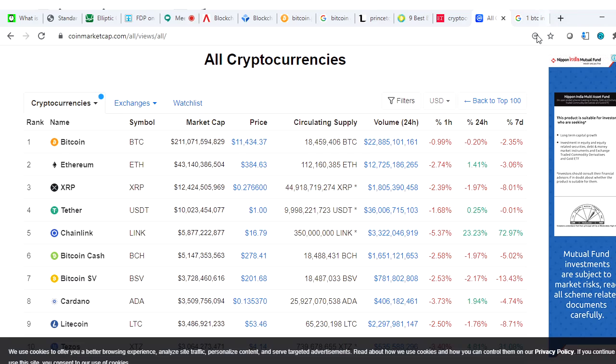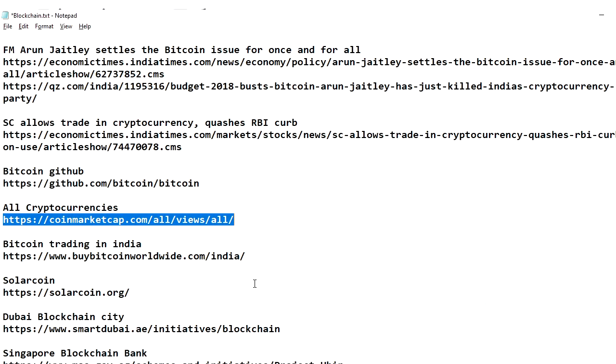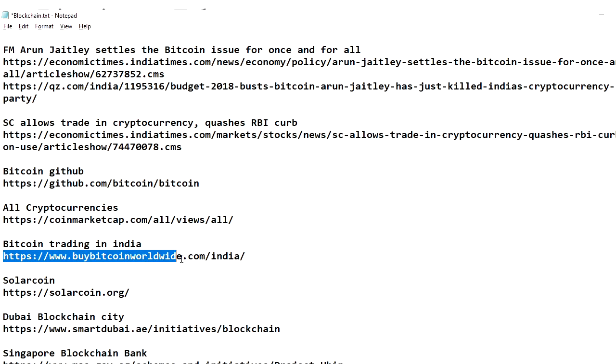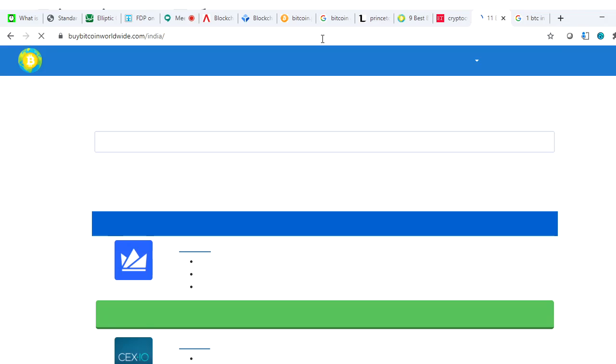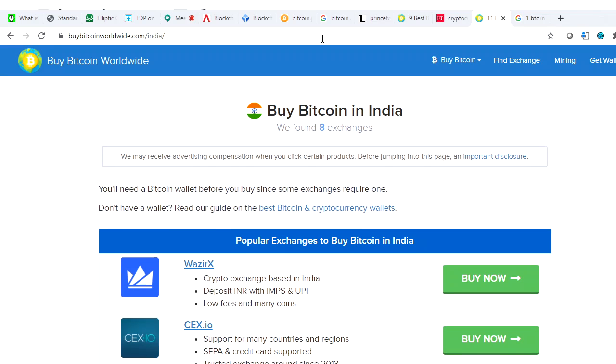So the next one is how to trade in India. In India, so far you cannot, since Bitcoin is not a legal tender. You can trade it by creating an account and by producing the Know Your Customer, KYC. So how to buy Bitcoins in India?